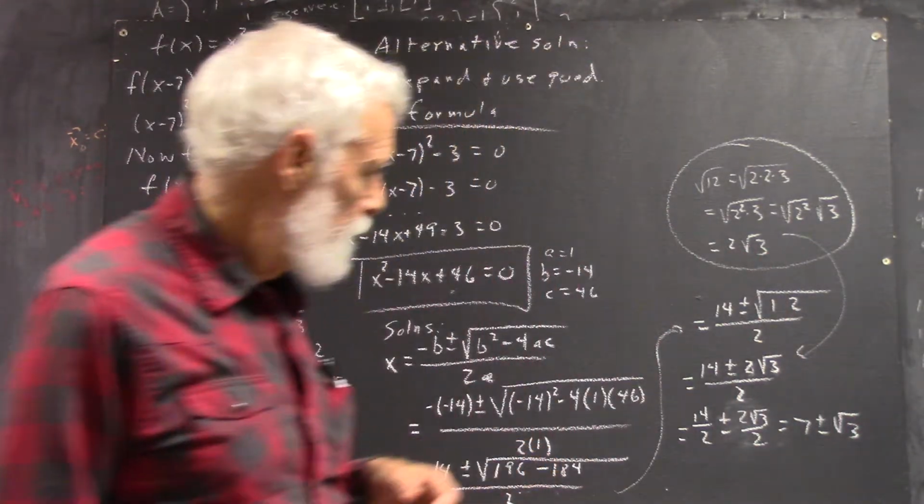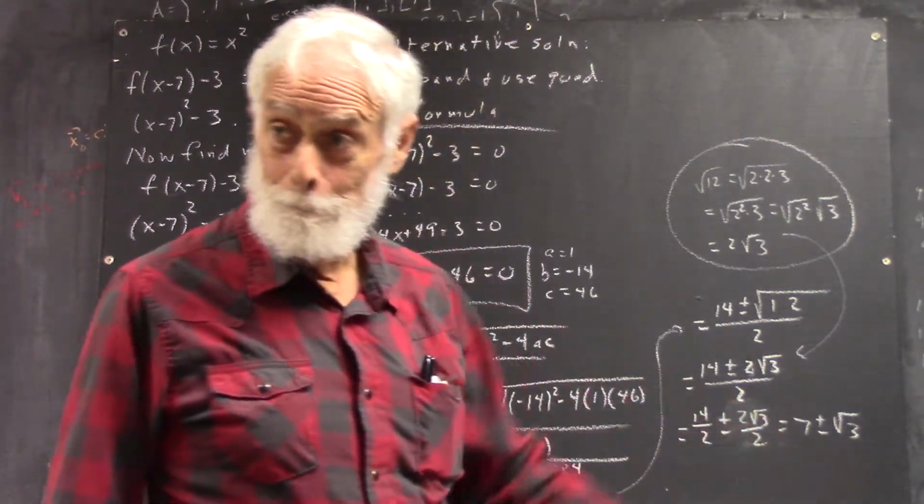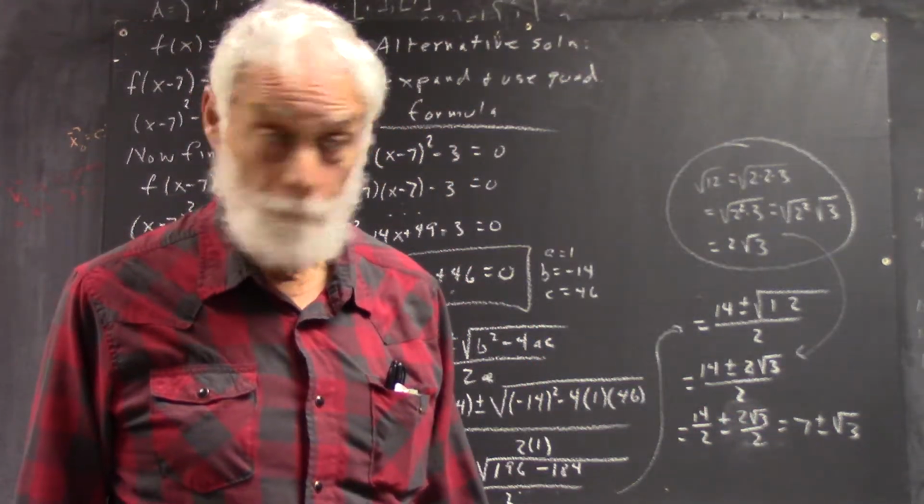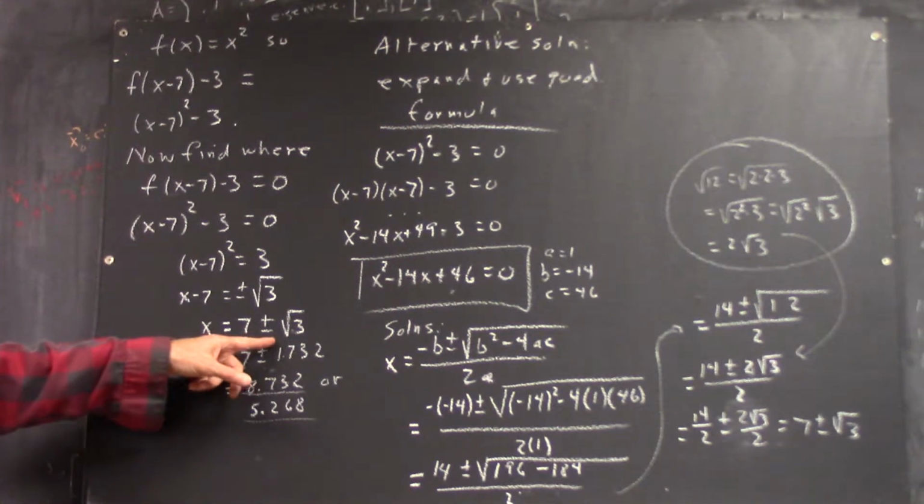Well, it reduces down to 7 plus or minus the square root of 3, doesn't it? Does that look familiar? It depends on how well you remember what you saw before, but there it is, right?